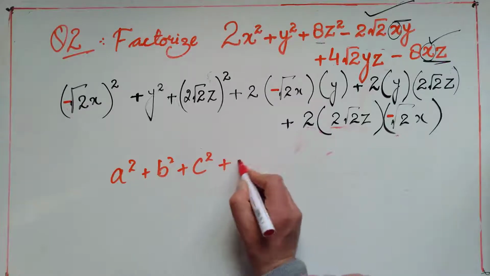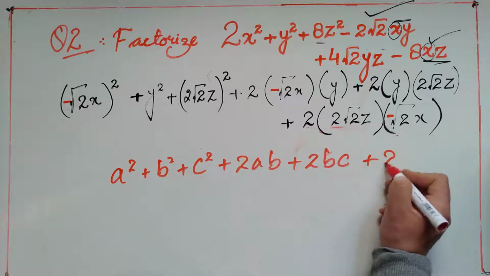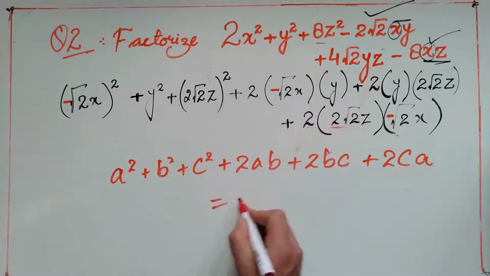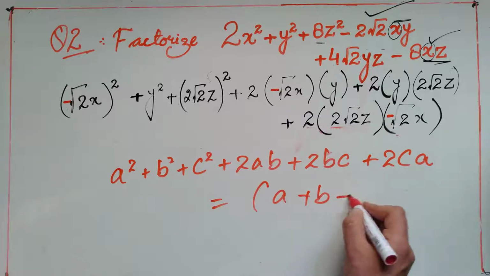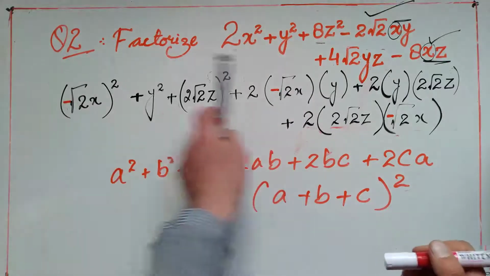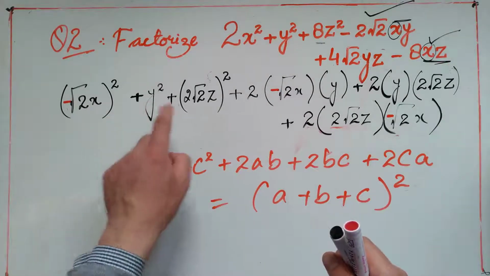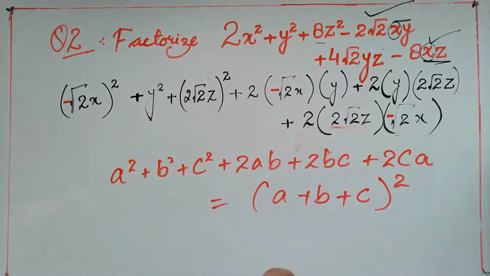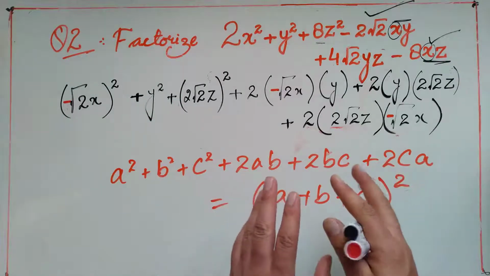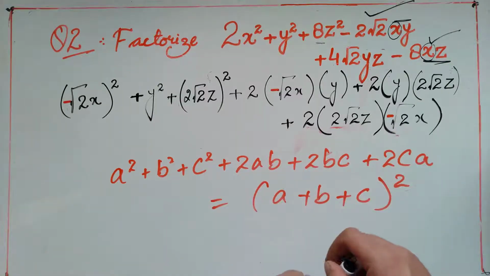So now you have correctly converted the given question into the form of a square plus b square plus c square plus 2ab plus 2bc plus 2ca, which can be written as a plus b plus c whole square. So this statement over here can be written as a plus b plus c whole square. So that is converted into the identity. You can write that square twice and you will get the factorization. So it is done. Hopefully you understood this.